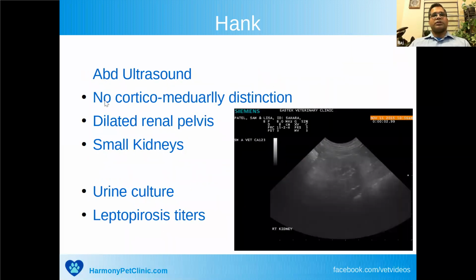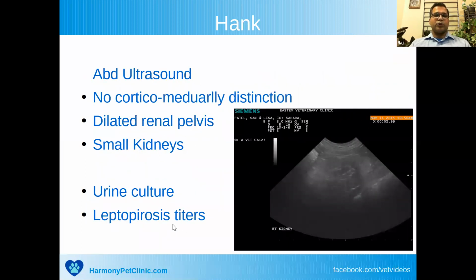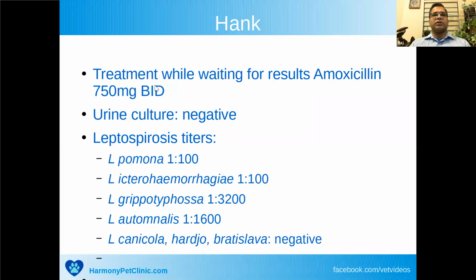On abdominal ultrasound, there was no corticomedullary distinction in the kidneys. Renal pelvis was dilated and the kidney was smaller in size for the dog. So we opted for a urine culture because of white blood cells in the urine, and leptospirosis titers, because leptospira can lead to increased renal values. While waiting for the results, we started with amoxicillin. Ampicillin is also a very good choice for antibiotic.